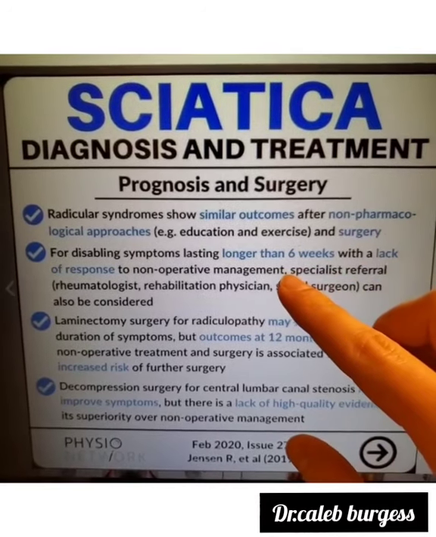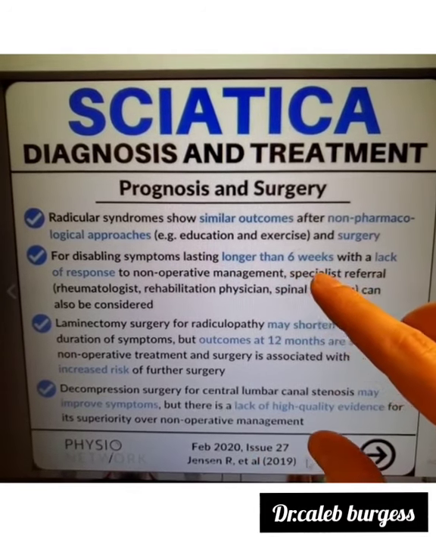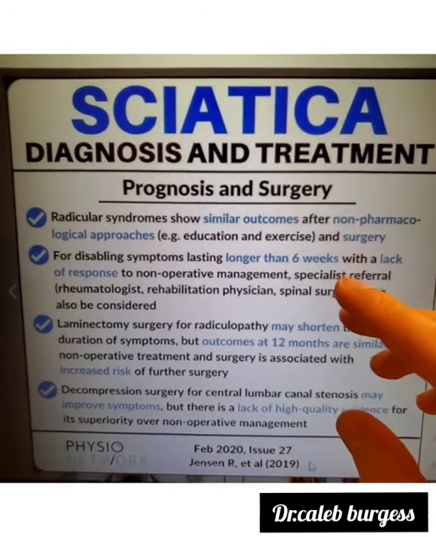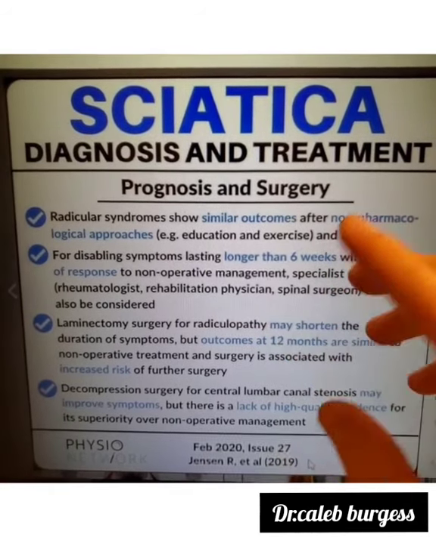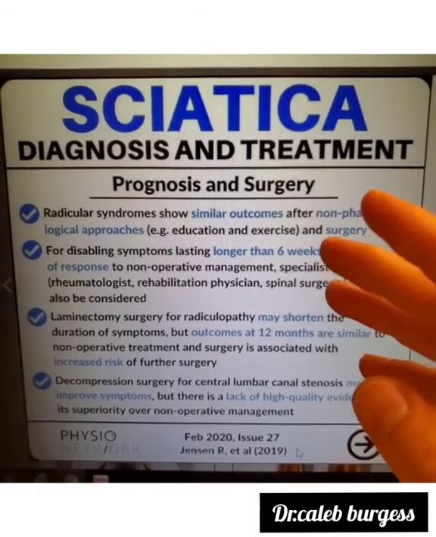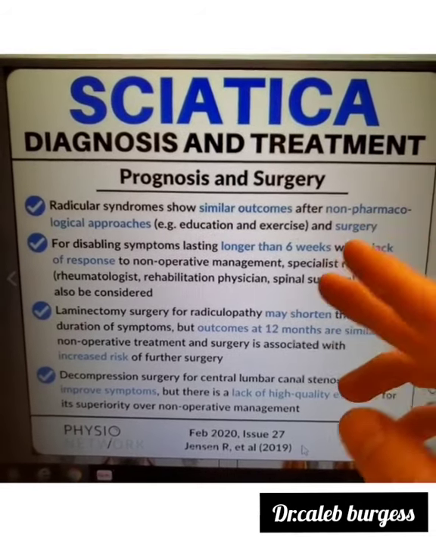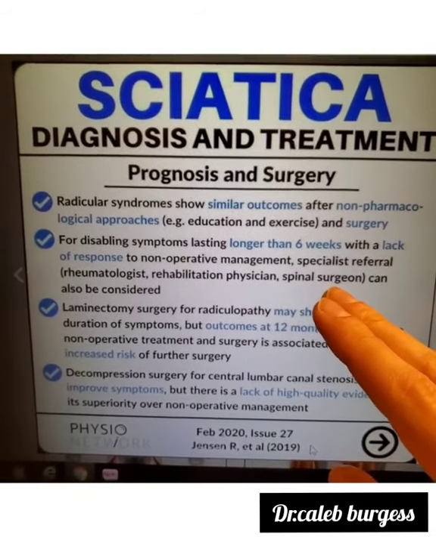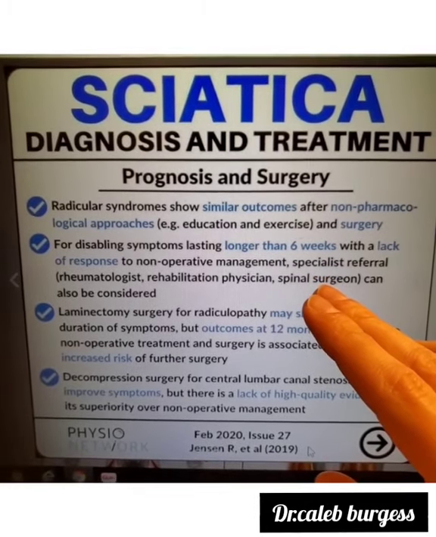Now, like I mentioned on the last slide, if you have symptoms lasting longer than 6 weeks and things aren't improving, you might need to see someone else to see if there's any other medical management that could be appropriate. But again, for a majority of cases, you don't need to go to this point, especially not surgery. That should be a last case scenario.